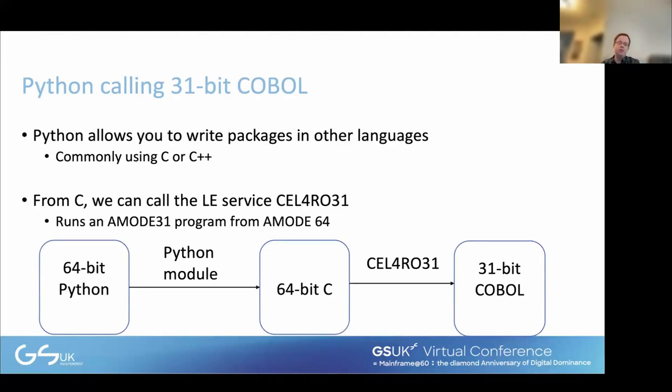So let's look at the more difficult case now of calling 31-bit COBOL from Python. I previously mentioned that Python lets you write packages written in C, and because of this, we can take advantage of those LE services, specifically the CEL4RO31, which lets us call those 31-bit applications. If you look at the overall flow at the bottom of the slide, it goes from Python to C, which is 64-bit C. Then in C, we're going to use that CEL4RO31 to call our 31-bit COBOL. At that point, your COBOL can just be doing whatever it needs to. So that's what the overall flow looks like from Python's direction.